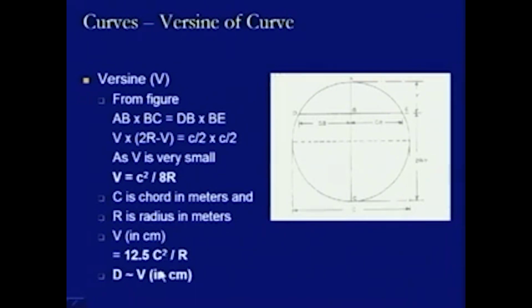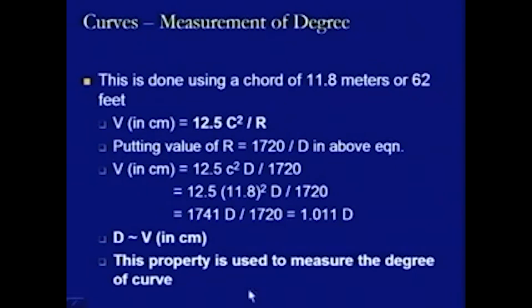We will look at how we can do this. Here C is the chord in meters, r is the radius in meters, and if we are computing the value of V in centimeters, then it transforms into 12.5 C square divided by r. And in this case, if we compute finally the values of D and the value of V, what we found is that the degree of curve is approximately equal to the versine in centimeters. And this is the property which is used in the field to find out the degree of curve.